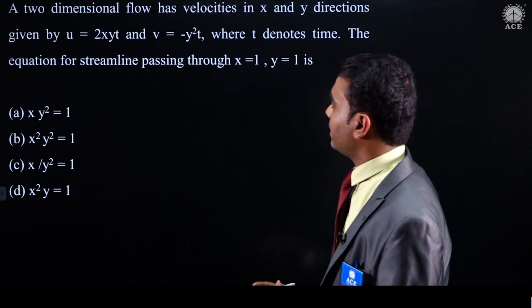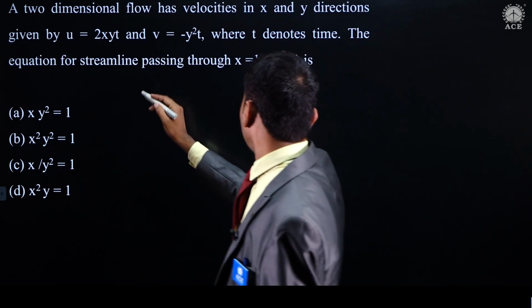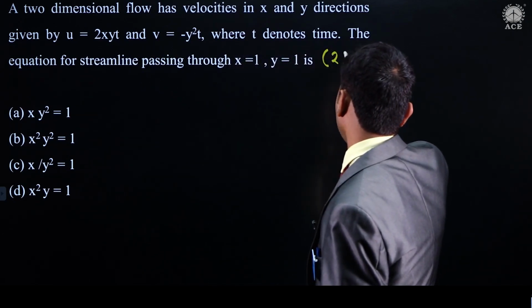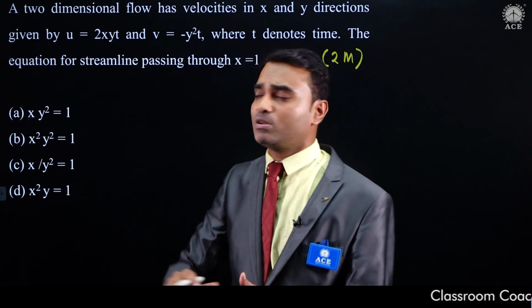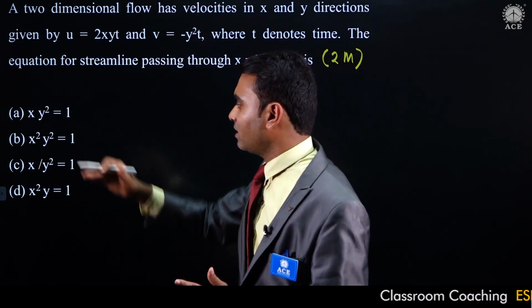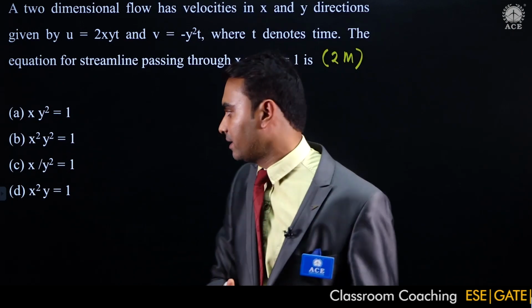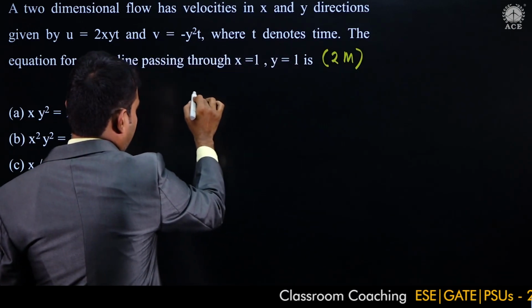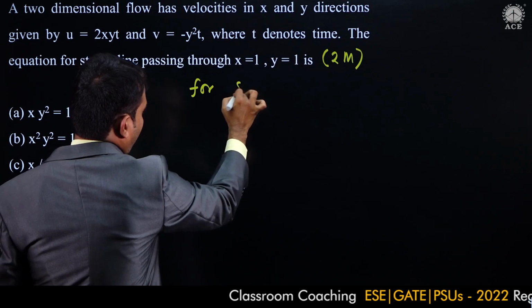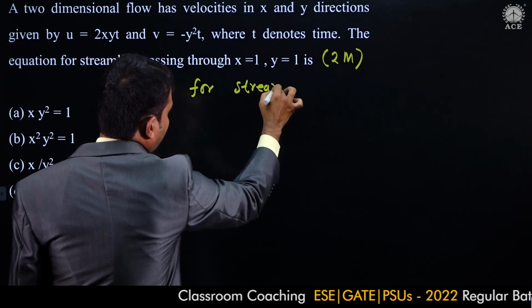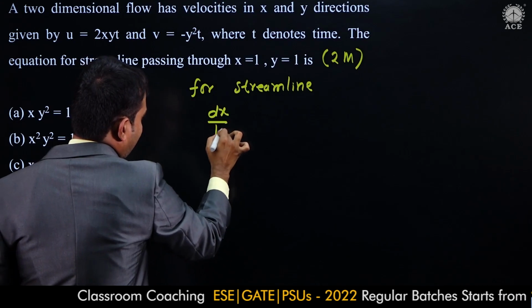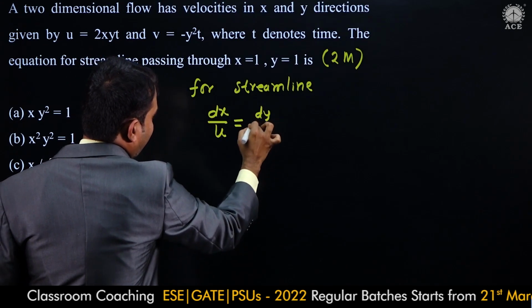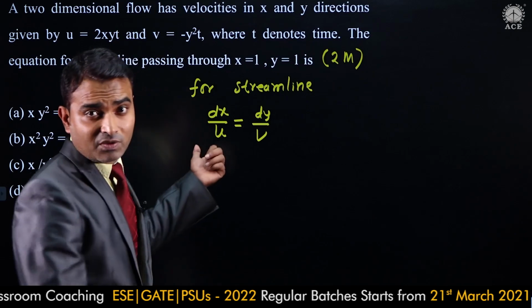Now look at this next question. This was also asked for 2 marks in the afternoon session. This is a very common type of question where the equation of the velocity field is given, and based upon that we have to find the equation of the streamline. Now what is the equation of a streamline? For a streamline, the equation is dx divided by u equal to dy divided by v. This is the equation of streamline.